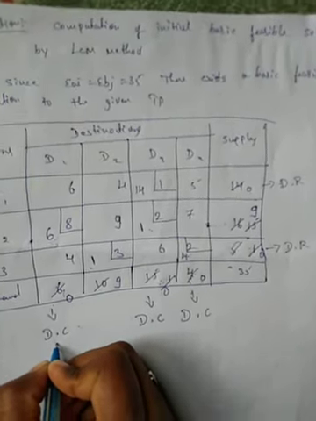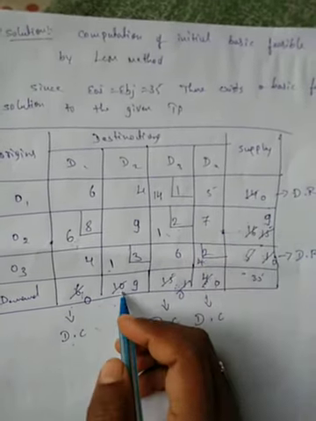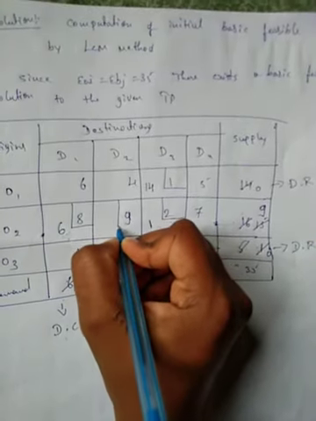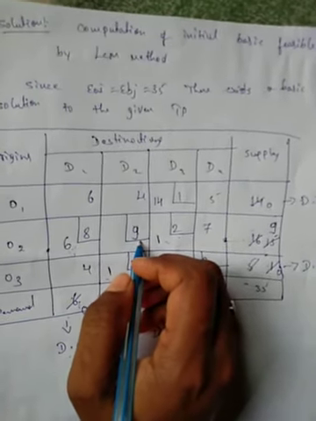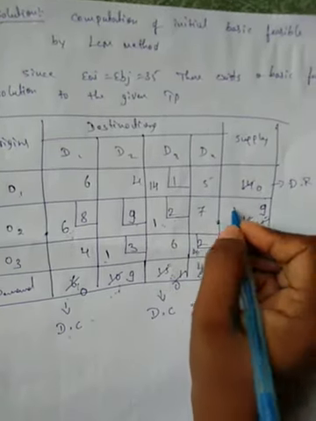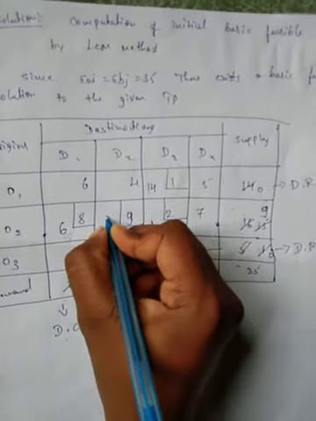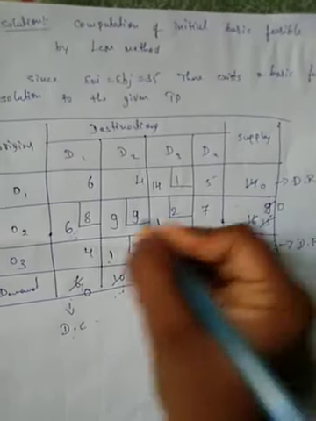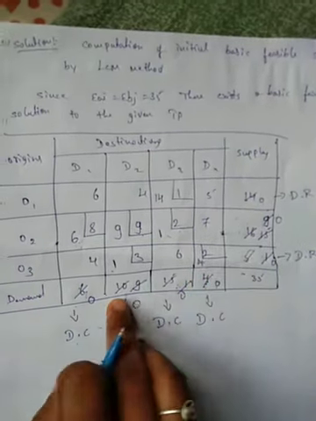So remaining row is row number 2 and remaining column is column number 2. I select this cell for next allocation because the demand is 9 and the supply is 9. So means both the supply and demand are satisfied. So 9 minus 9 0, 9 minus 9 0. So in these cases both the supply and demand are satisfied.